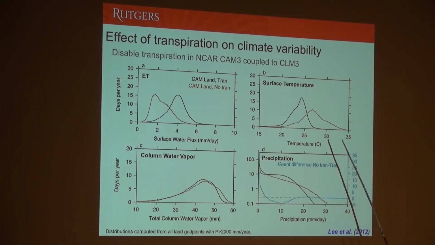You can see what happens to the surface temperature. So the surface temperature PDF or distribution broadens out and the mean shifts toward the higher end of the temperature range. Interestingly, column water vapor, so how much water exists within a column of atmosphere, tends to dry out in the mean by a little bit, but you can see that you can actually get increases in extreme wet or extreme column water vapor values.